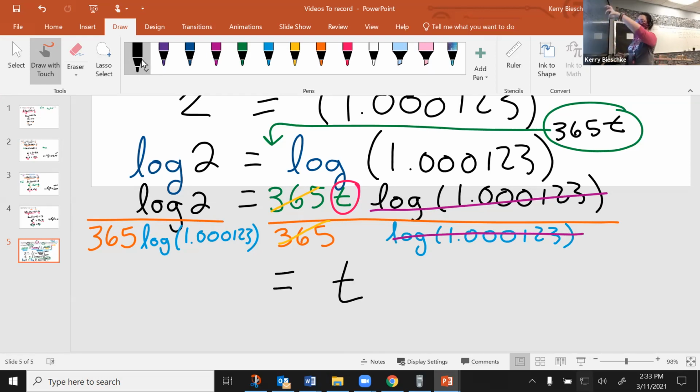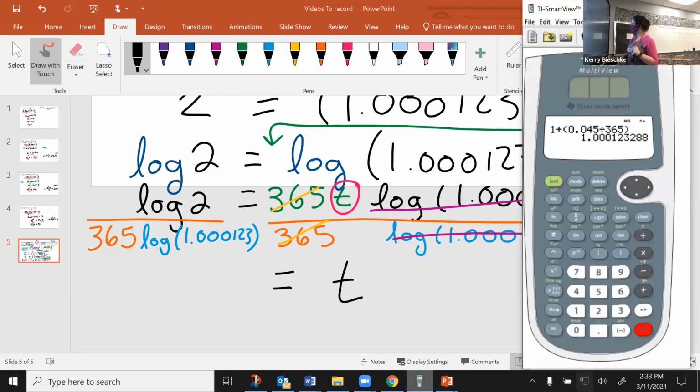And to figure out what this value is on the left side, we're going to go ahead and type some things into our calculator. We can do it all in one go. We just got to be careful. We're going to do log of 2. And we can put it in a fraction like this if you have one of these nice calculators. I don't know if you do. If you do, great. If not, you're just going to put parentheses around things. So divided by 365 log of 1.000123. And we're going to get 15.44.